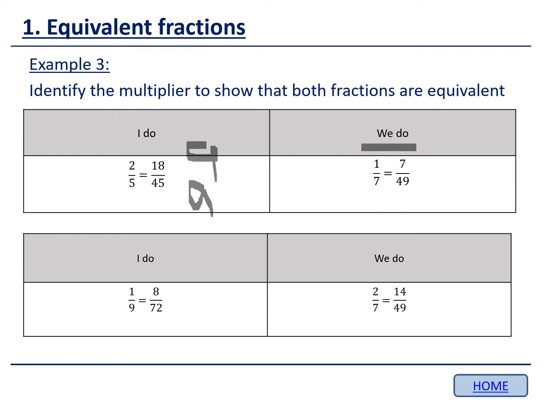Nice and easy one here. 1 into 7, that's 7 times. 7 into 49, 7 times. I do. How many 1s into 8? Well, that's 8. Nice and easy. How many 9s in 72? Let's double check that. Is that also 8? Yes, it is. Sorry about that. We do. Pause the video, give it a go.